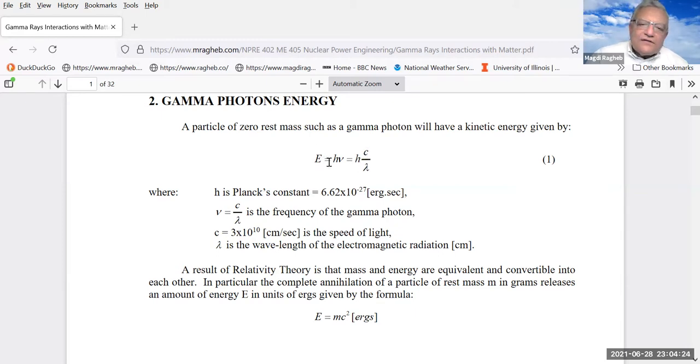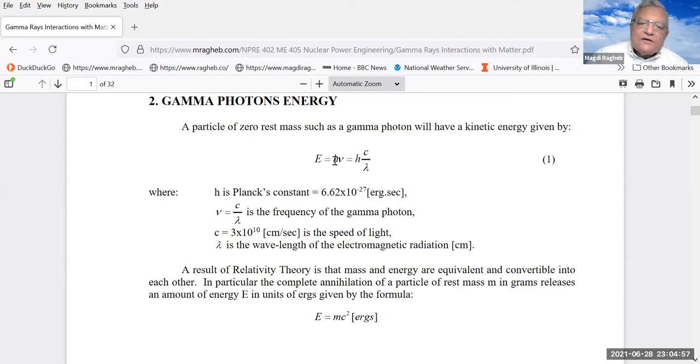So any radiation that has a very short wavelength, the lambda here in the denominator will be very small. And if it's very small, the energy that it carries becomes very large. Or you can say that a high frequency radiation like gamma rays would carry a large amount of energy. C is the speed of light and h is the famous Planck's constant, which has units in the CGS or conventional system of units as ergs times seconds.